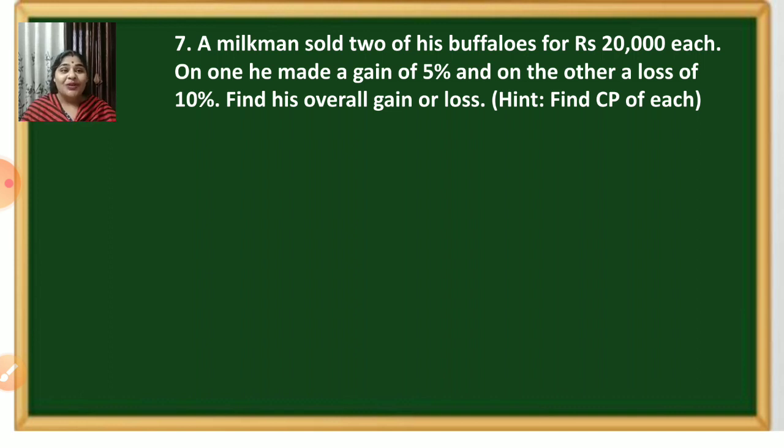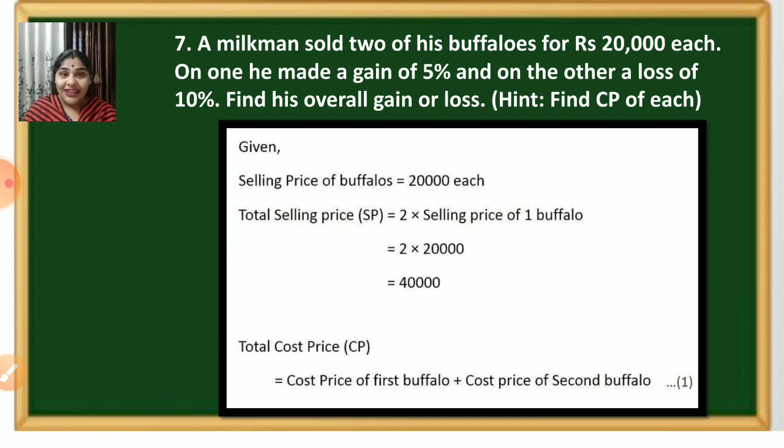Okay, so let us start with the solution. Now selling price of buffaloes is equal to 20,000 each. That is total selling price will be 2 into 20,000 or 20,000 plus 20,000, same, children. So which will be equal to 40,000. So total SP, that is total selling price, is 40,000.